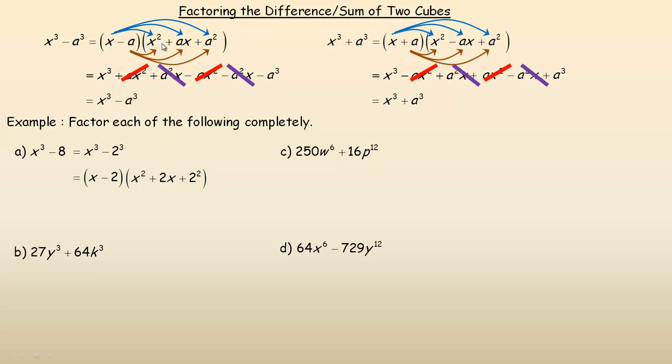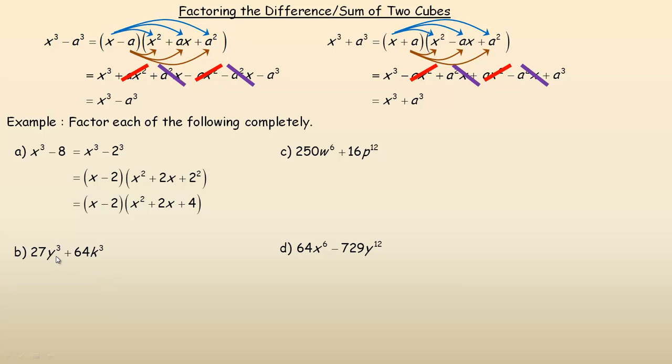Just comparing it to the x squared plus ax plus a squared. So it's the beginning part here, the x squared, the product of the a and the x in the middle, and then the a squared in the end. So in this case, it would be x squared, 2 times x in the middle, and 2 squared in the end. Remember, this sign is the opposite of this. So it's x minus 2, it's going to be a plus in the middle. The only thing I would do to simplify this is square the 2, and so everything else the same, we'll just write that as 4. So x minus 2 and x squared plus 2x plus 4 are the two factors of the difference of two cubes, x cubed minus 8.